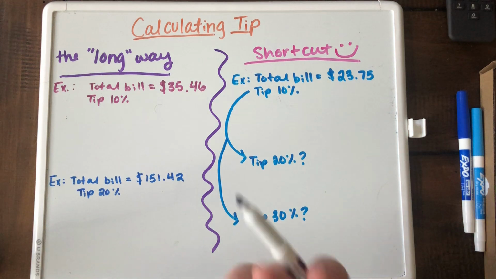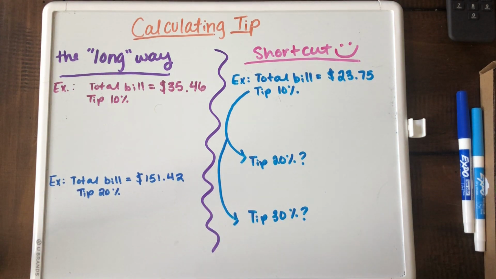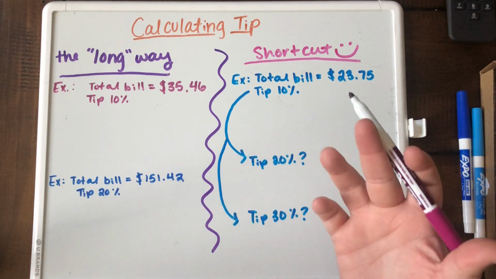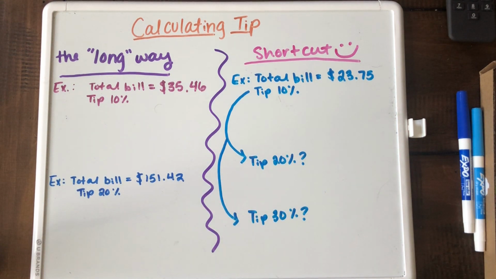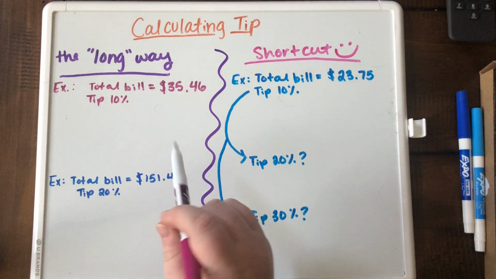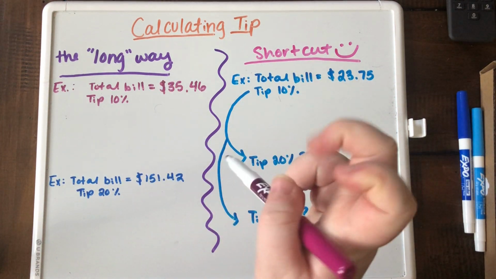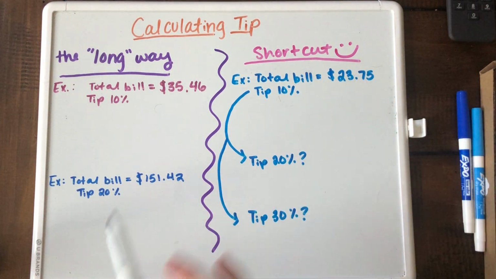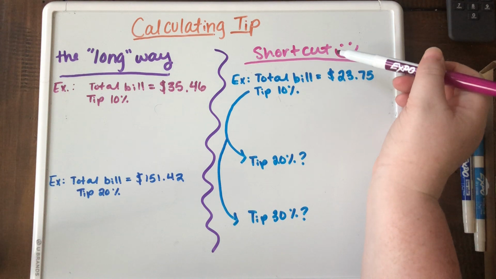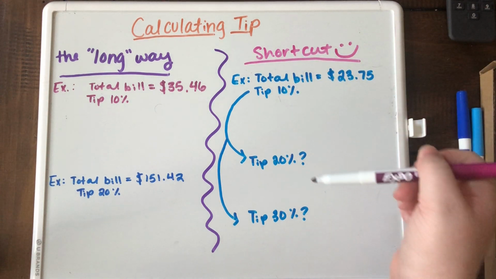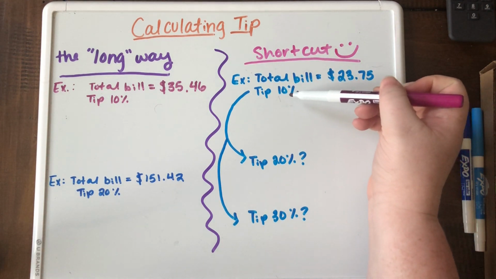All you'd have to ask them is, hey mom, hey dad, hey grandma, grandpa, uncle, aunt, whoever, how much do you want to tip the waiter? And this is exactly how you can do it. So today I'm going to teach you the long way and a shortcut. Now, please be aware the shortcut only works for things in the tens place.